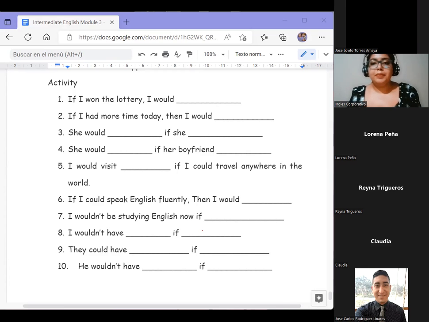So, okay, thank you for your participation with the sentences. I will add the information to the document in which we can see the sentences. I wouldn't have a goal if you could come. Okay, I will add the information for the change or the mix of the tenses when we are using this kind of conditionals.